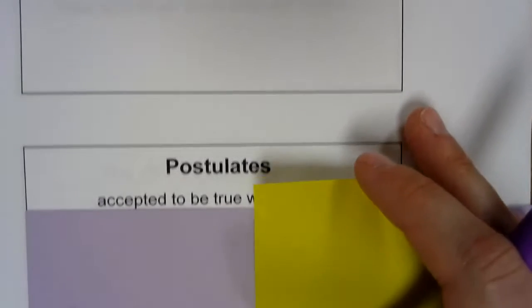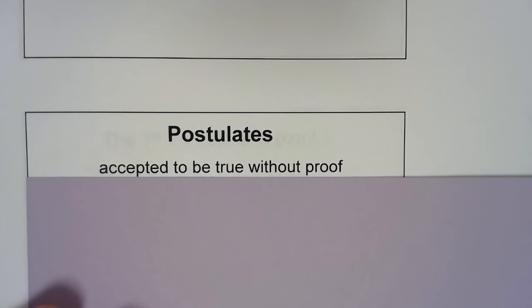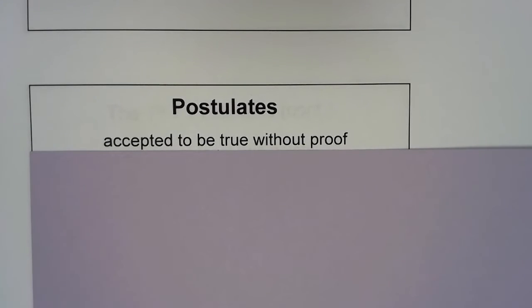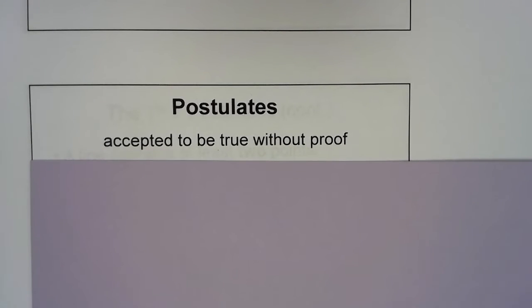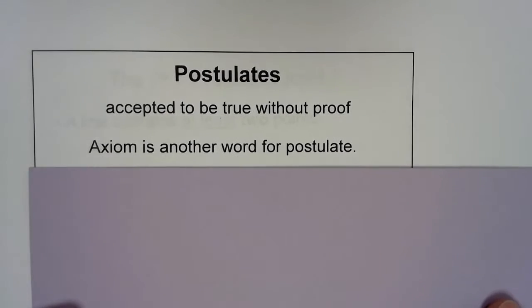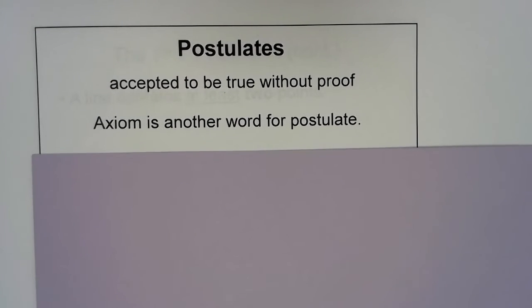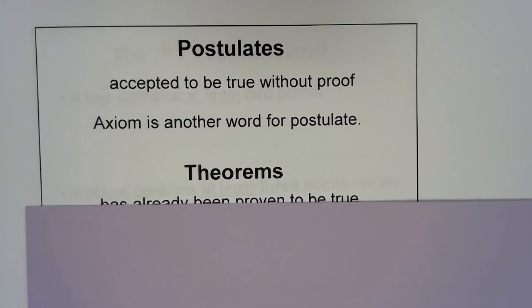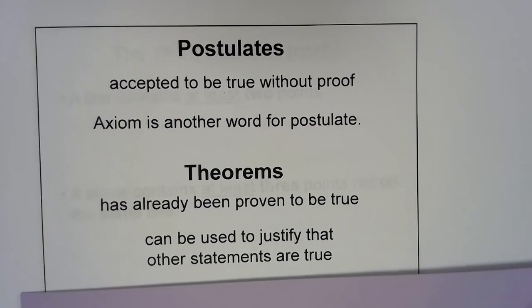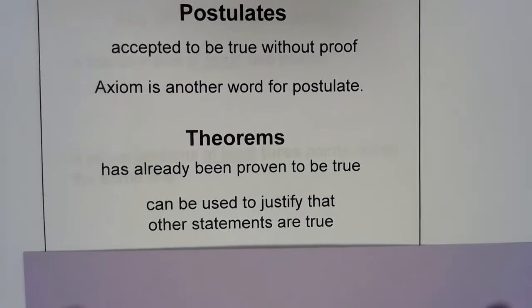All right, moving on. So I've got a couple of postulates for you. Postulate is a vocabulary word. Postulate is something that we accept to be true without proof. Another word for a postulate is an axiom. You'll see both of these words interchangeably. Okay. A theorem, on the other hand, has already been proven to be true, and it can be used to justify that other statements are true.